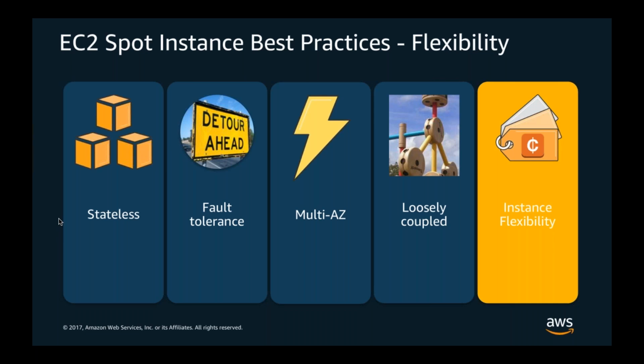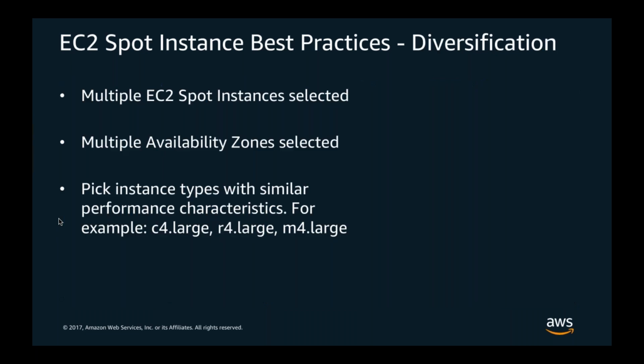So cross-referencing availability zones along with instance types and sizes, you can come out with a lot of different instance capacity pools that you can pull from to utilize on the spot market. So let's talk a little bit about another best practice, which is diversification, right?